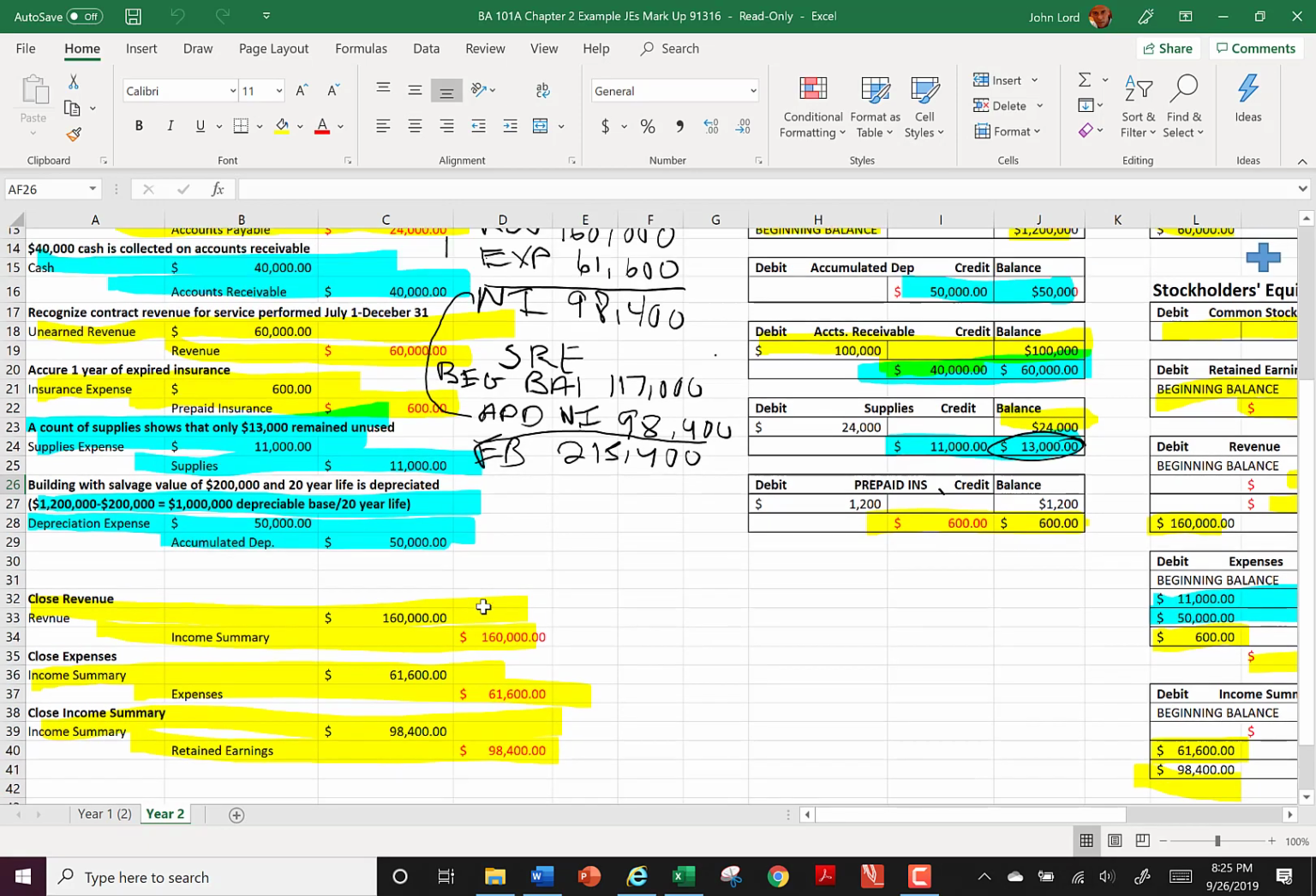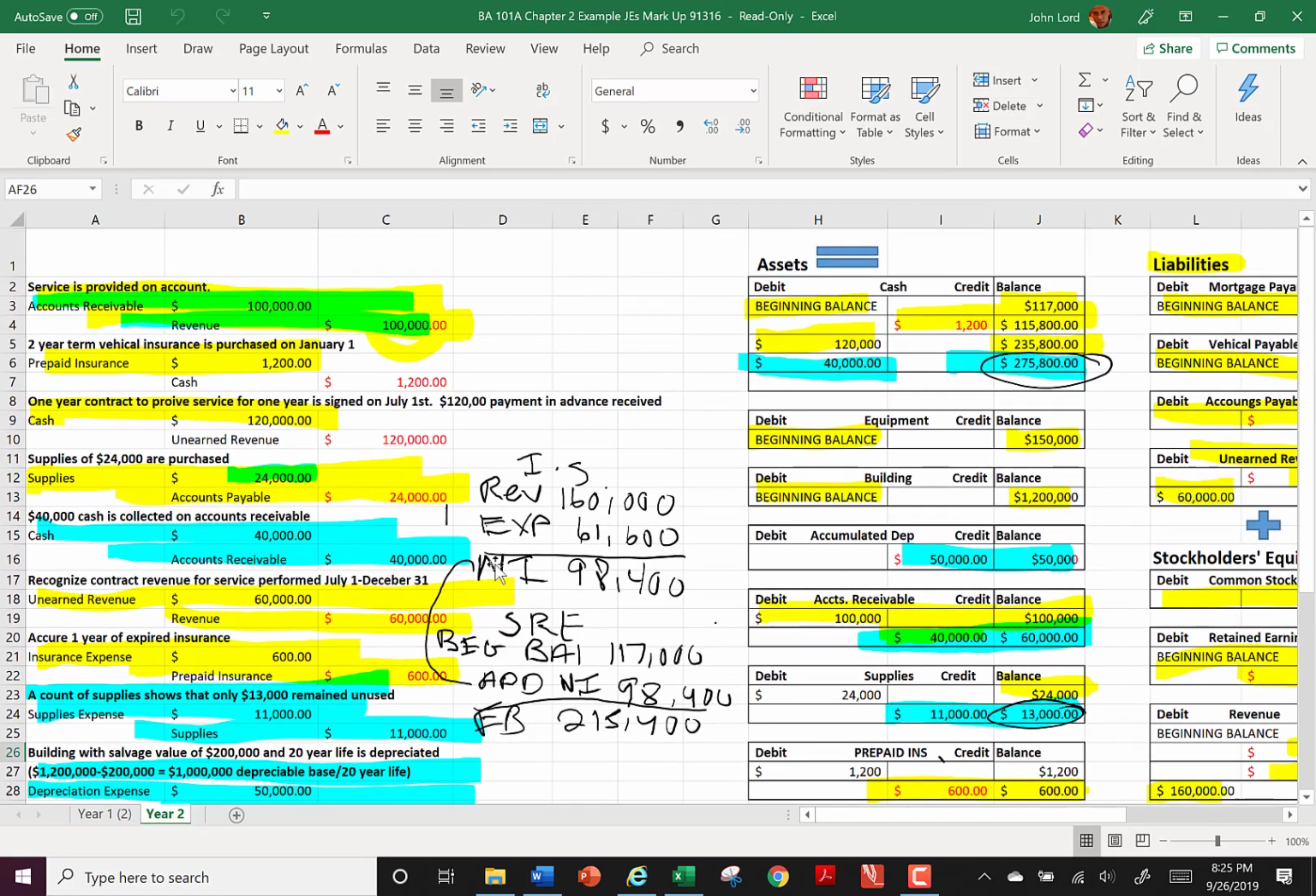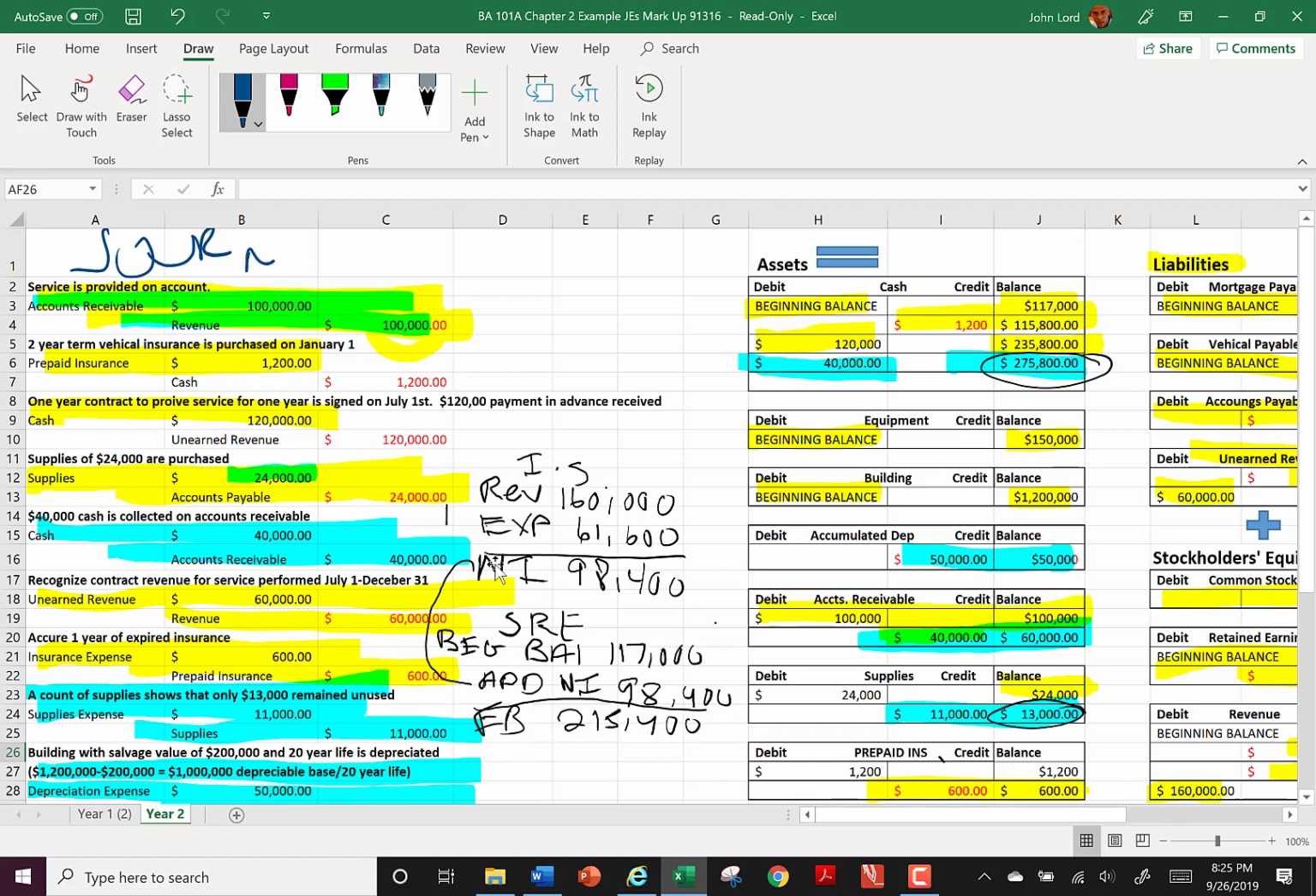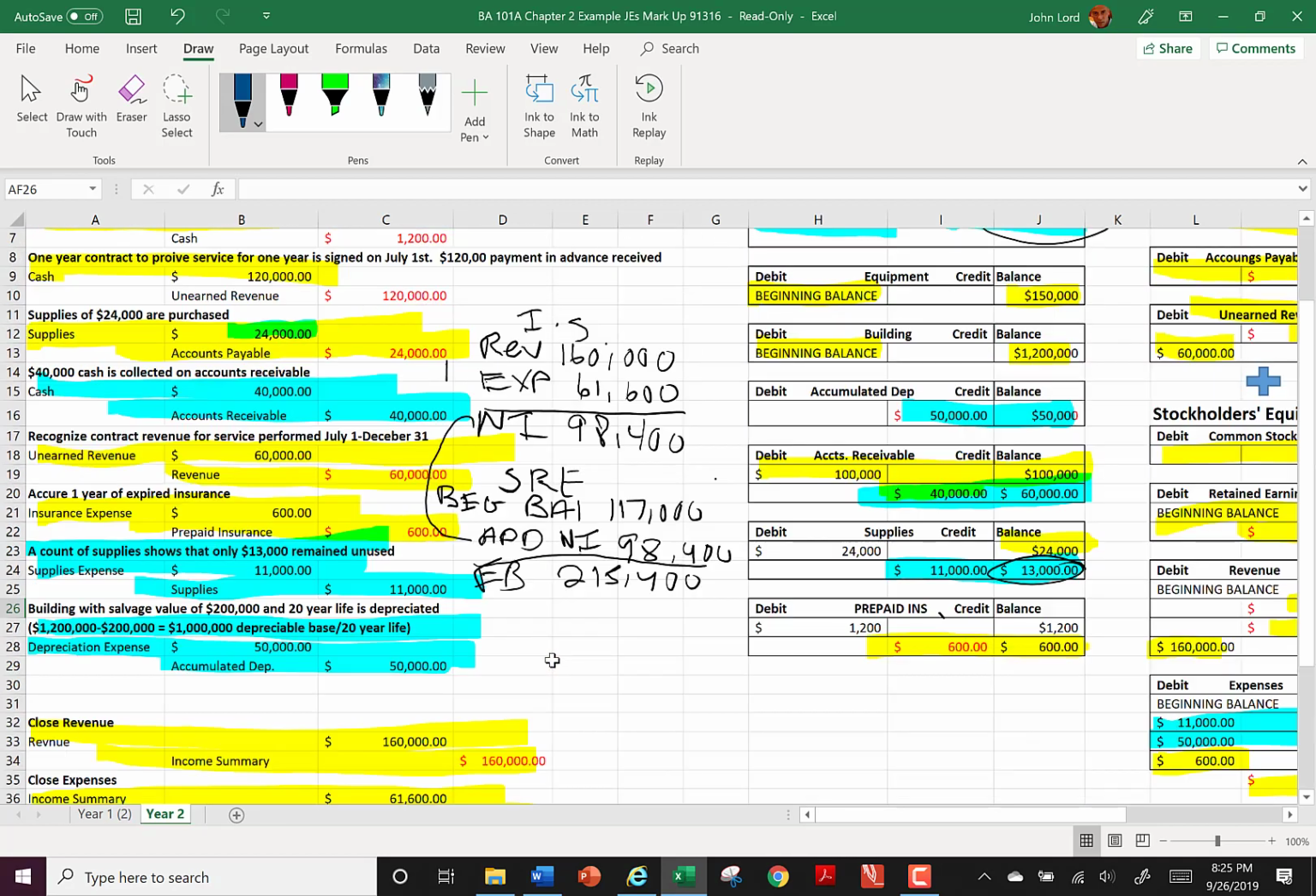We enter transactions in the journal chronologically as they happen. And we do what? We post to the ledger. That's over here. Okay. Now, and I wrote in all the financial statements here.